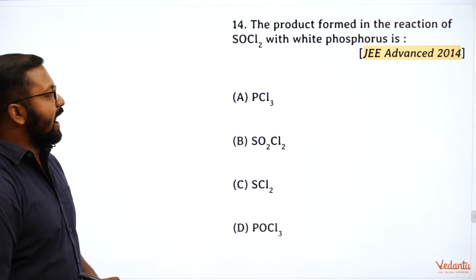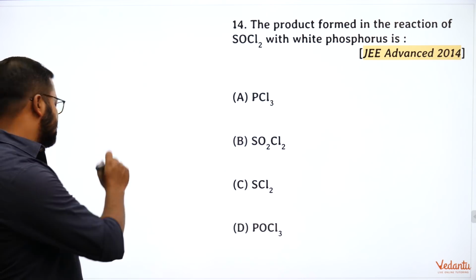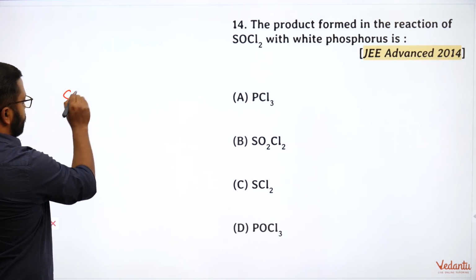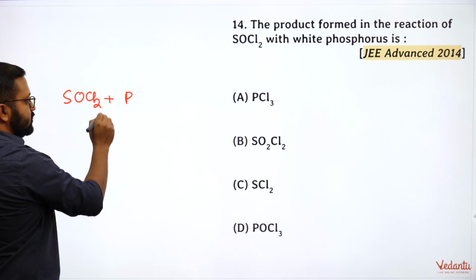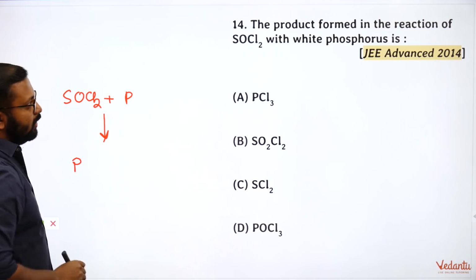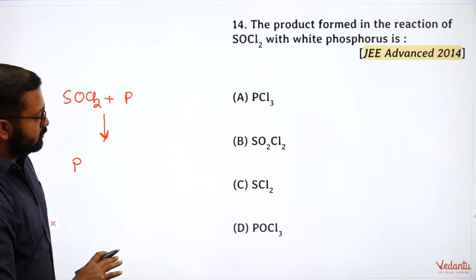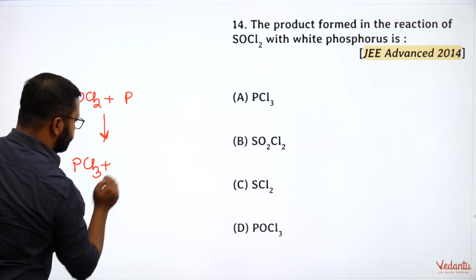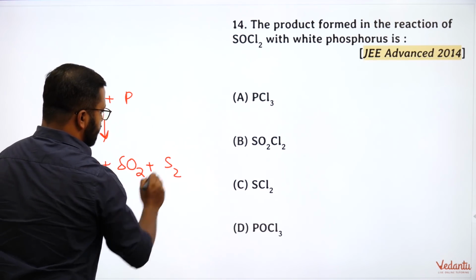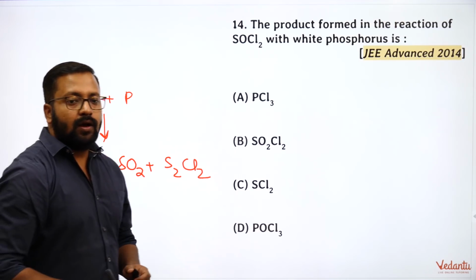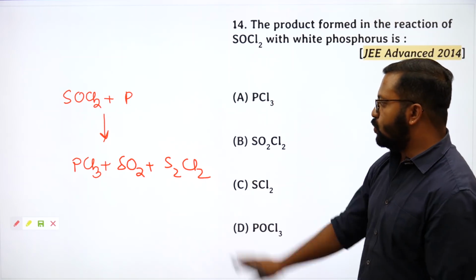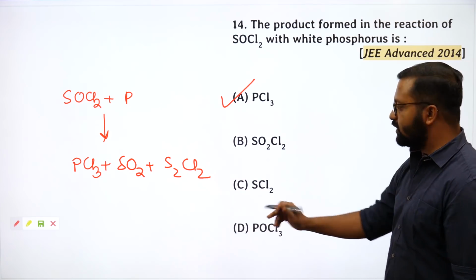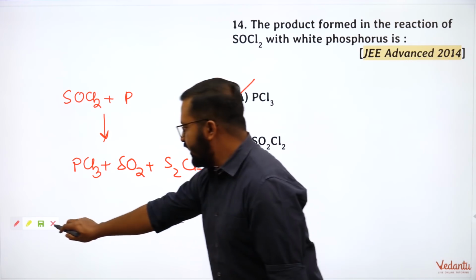The product formed in the reaction of SOCl2 with white phosphorus is... It's a very simple question. SOCl2 when it reacts with white phosphorus will generate PCl3 plus SO2 plus S2Cl2. The right answer to this question is PCl3. If S2Cl2 were among the options, that would also have been an answer. Let's move on to the next question.